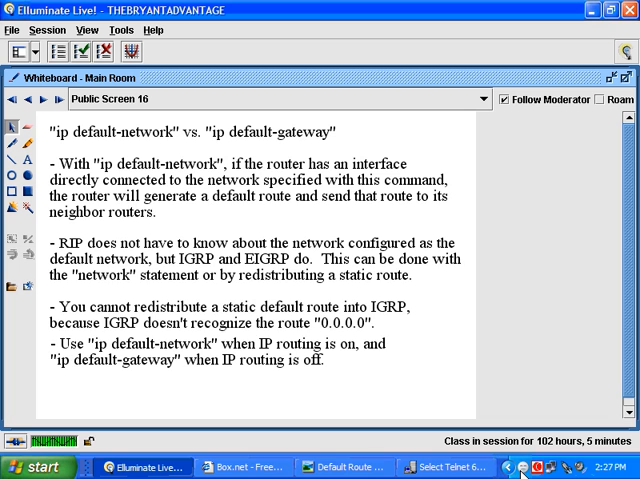Here's the key. We're going to boil this down. I've got some facts on here that you need to know for the exam. It's good stuff to know. But here's the key. You use IP default network when IP routing is on. The only time that you'll ever use IP default gateway is when IP routing is off. That's it. Like I said, getting IP default network working doesn't always work the way it says in the books and the documentation, but to keep them straight in your head, I would simply say to you that the only time you will use IP default gateway in your life is when IP routing is off on the device that you're trying to use it on. Okay?